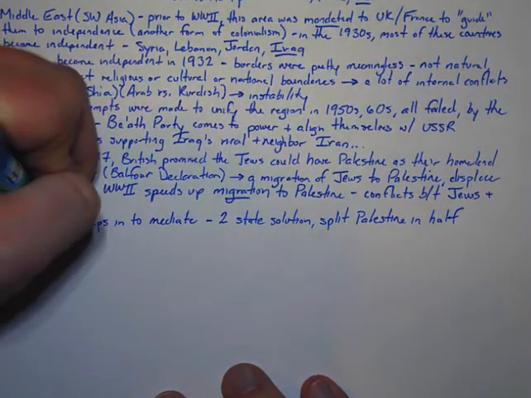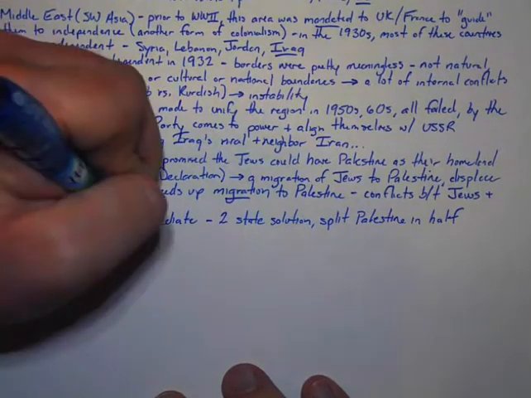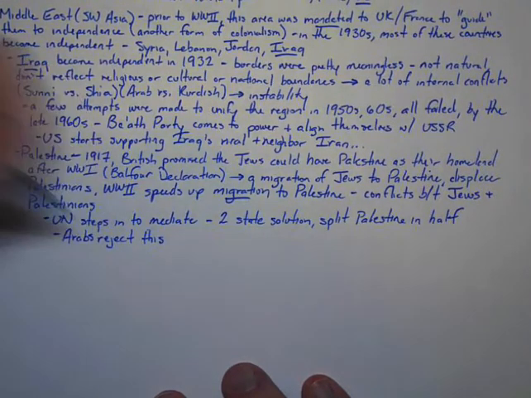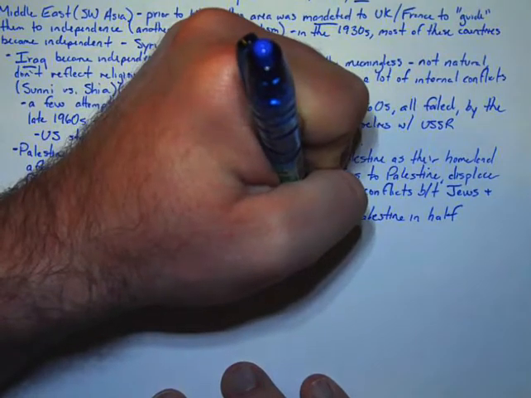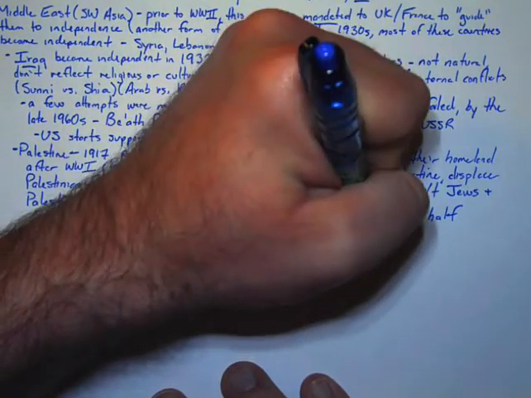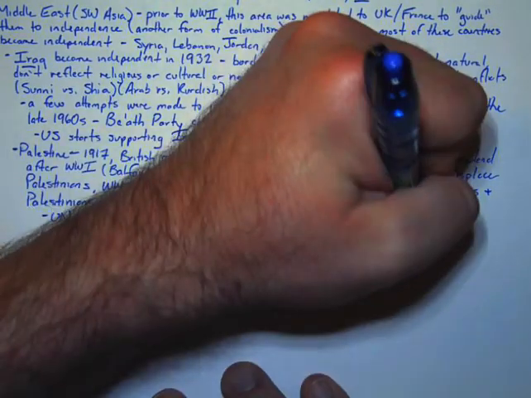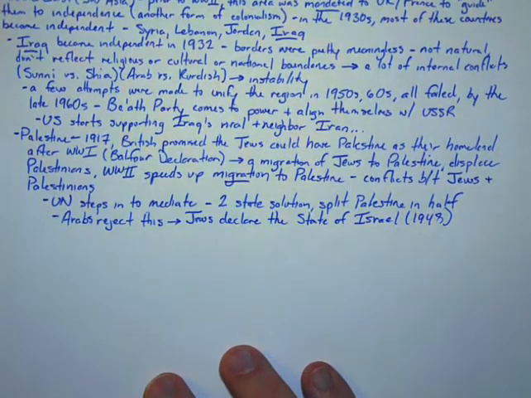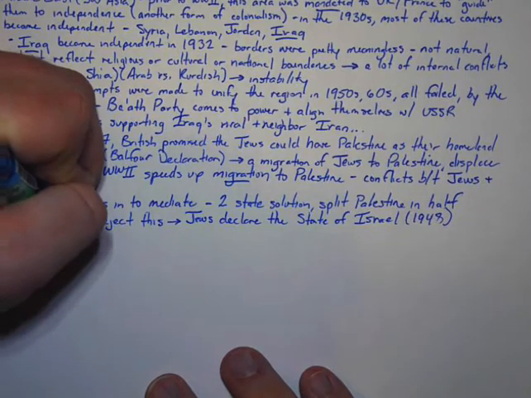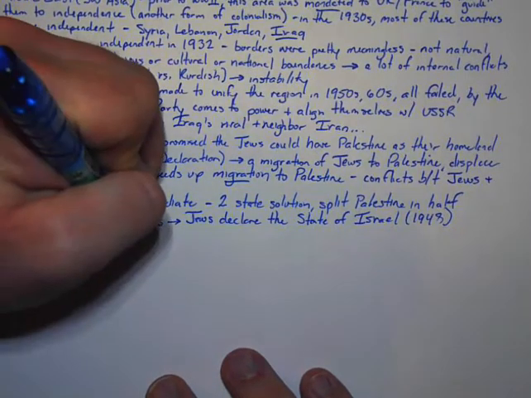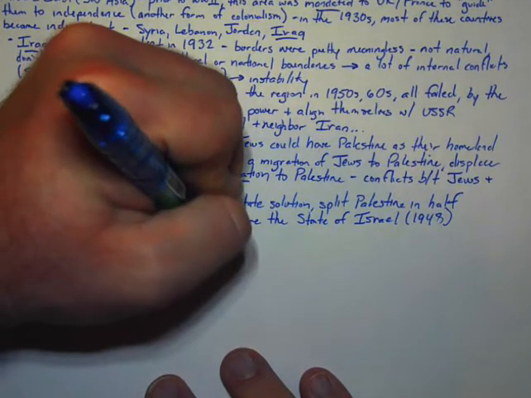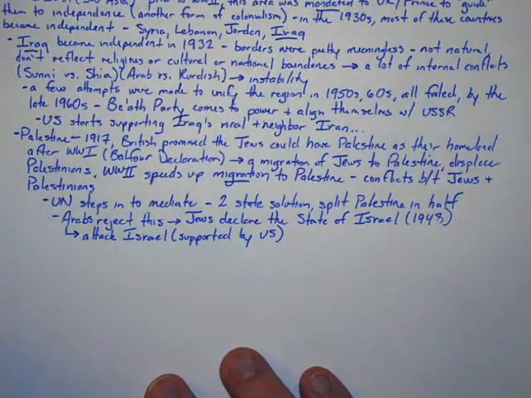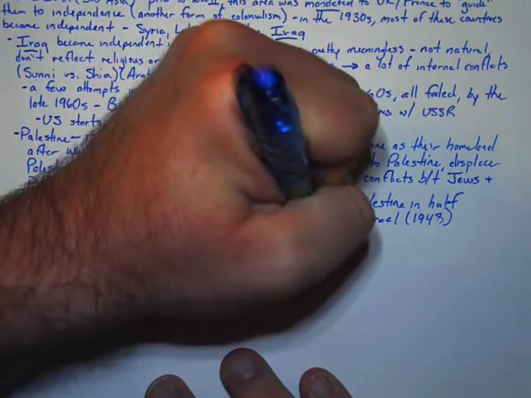The Arab countries reject this plan. And in response to that, the Jews declare the state of Israel. So they say that we are now an independent country called the State of Israel. And this happens in 1948. In response to this, the Arabs attack Israel. Israel is supported by the United States, and the Arabs are supported by the Soviet Union.